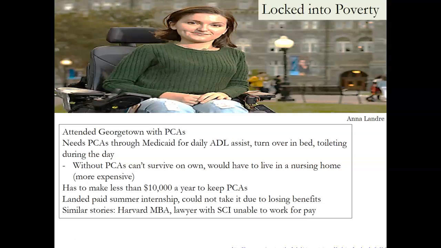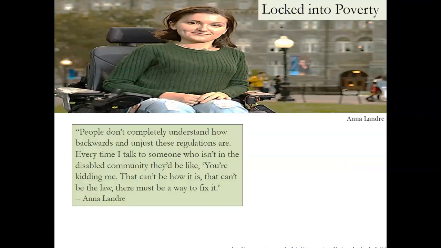She has to make less than $10,000 a year at this point, when this article was done, to keep her PCAs. If she makes more, she'll lose them, and she'll have to live in a nursing home. She can't function without them. So she was going to Georgetown, wanted to be a lawyer, got a summer internship, which is a big deal if you're in law school, but she couldn't take the pay from the job because she would lose her benefits. And when she posted this, she got all these similar stories from lawyers, people pursuing MBAs, this disincentive to work until they get to the point where they can work and pay for everything.